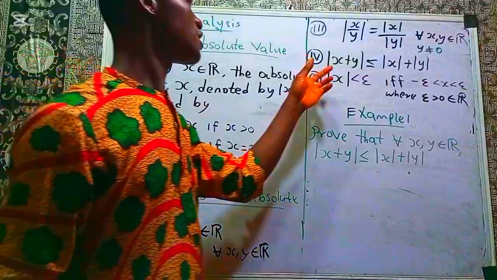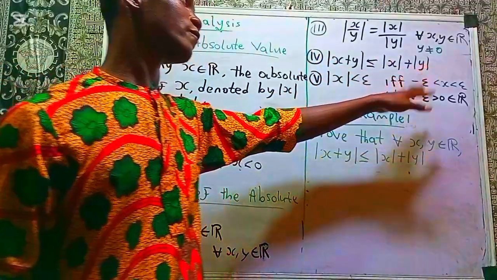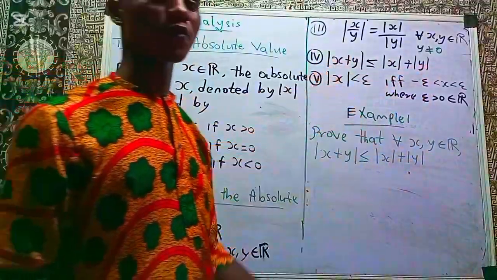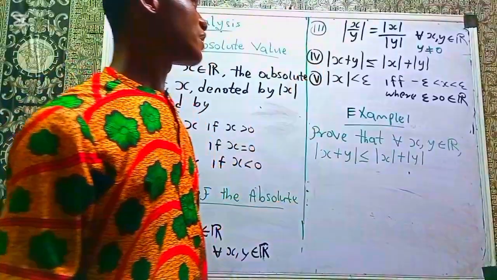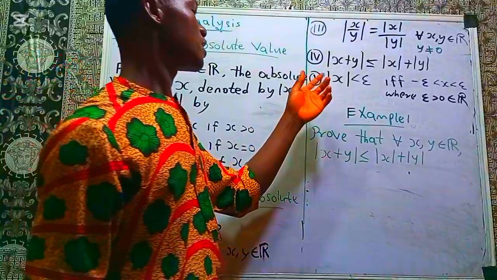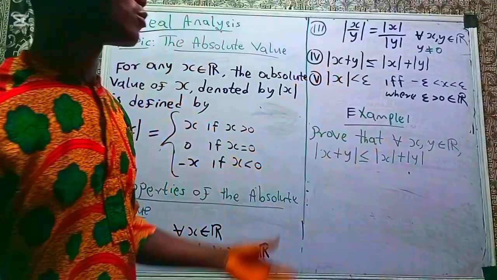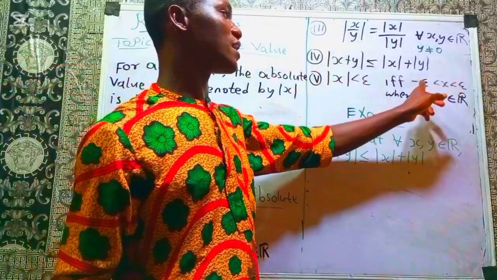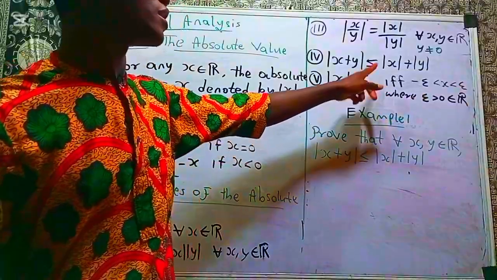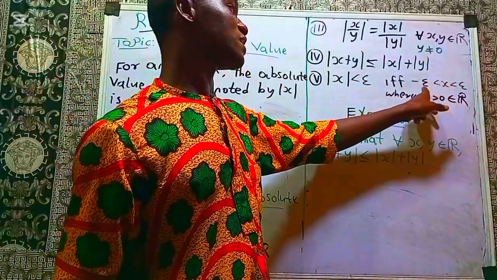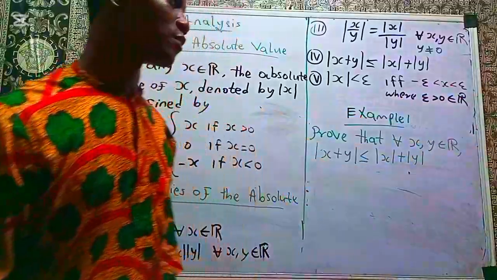The fourth property is that the absolute value of x plus y will be less than or equal to the absolute value of x plus the absolute value of y, which tells us that the absolute value of the sum of two real numbers will be less than or equal to the sum of their individual absolute values. The fifth property tells us that if the absolute value of x is less than epsilon, then x will lie between negative epsilon and positive epsilon. So the absolute value of x is less than epsilon if and only if x is lying between negative epsilon and positive epsilon, where this epsilon is any positive real number.